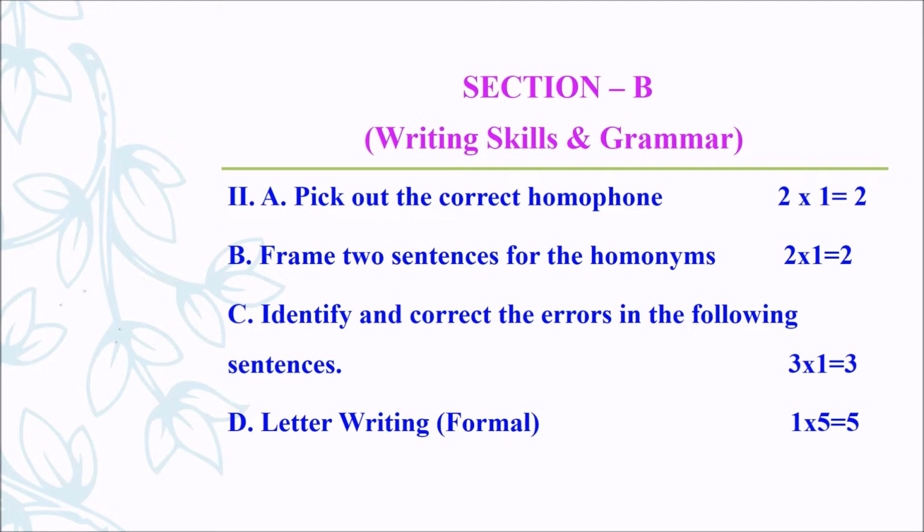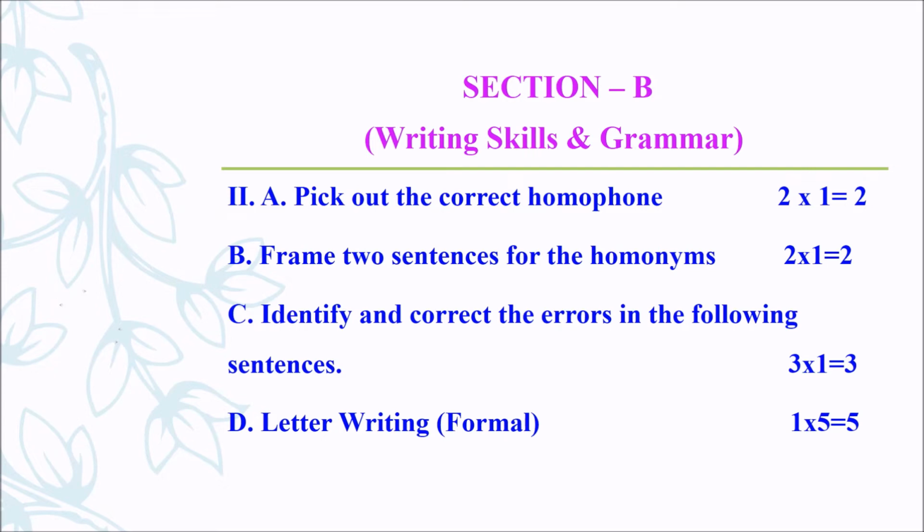Next one is frame 2 sentences for the homonyms. They will give you 2 homonyms. For each homonym, you have to write 2 sentences. In homonyms, you will get 2 questions. Each question carries 1 mark. So totally 2 marks for homonyms. Next, you have to identify and correct the errors in the following sentences. In spotting errors, you will get 3 questions. Each question carries 1 mark. So totally 3 marks for spotting errors.